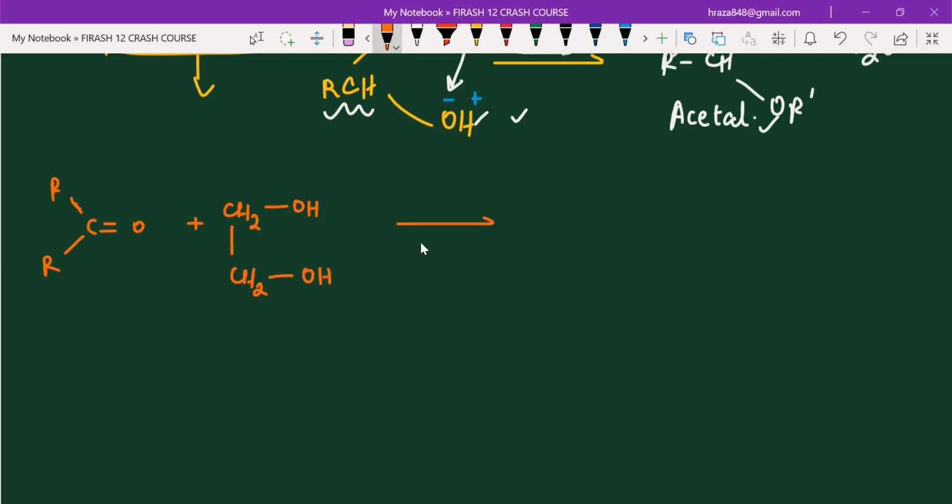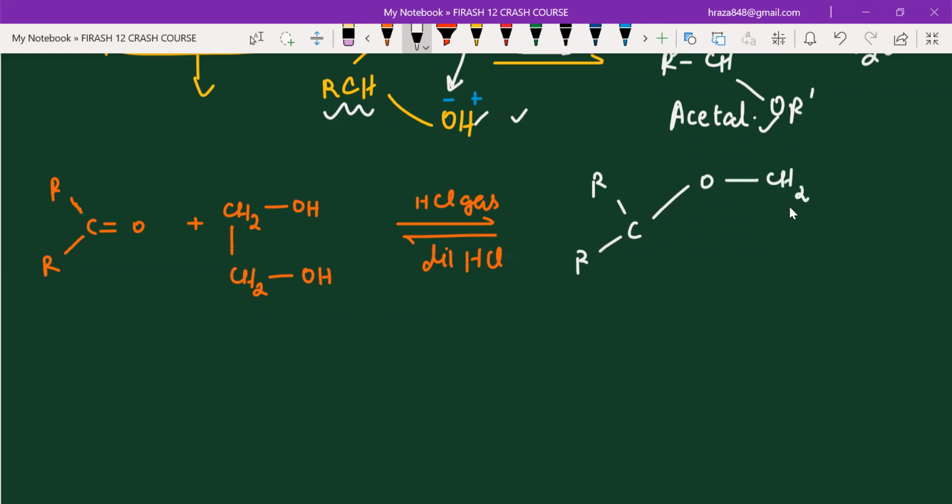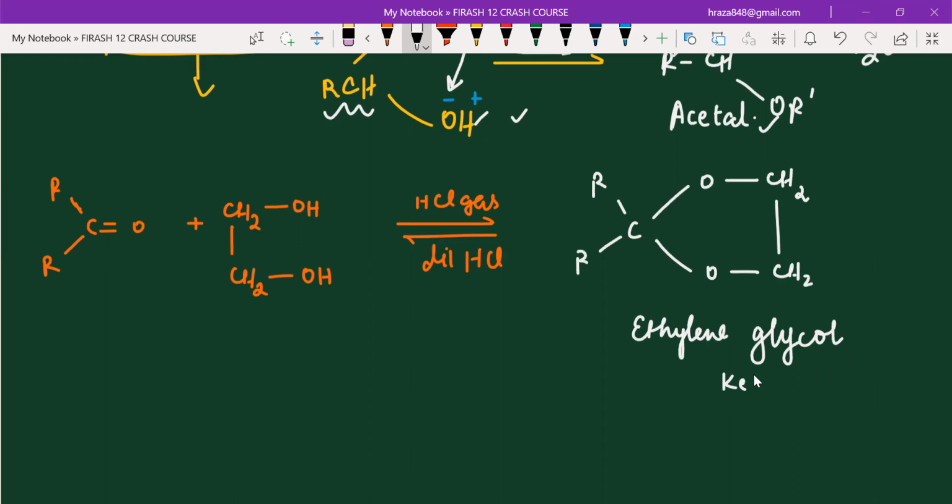And again, you are going to react this in the presence of HCl gas, and there should be dilute HCl. You know what will happen? This will be basically as it is RC, RC, and here O and then CH2, and again O and CH2 will form, which is known as ketal, ethylene glycol ketal, plus H2O. See what will happen here. It's very easy to understand.